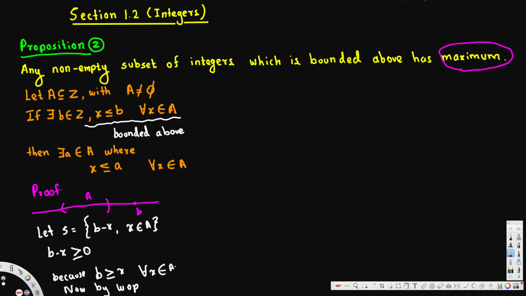if you want to know what the well ordering property is, I made a list of axioms; well ordering property is one of the axioms. If you want to know all of the axioms that are related to these proof questions, I made a video on that. I put the link of the video in the description, so you can go ahead and watch it. By well ordering property, S has a minimum.